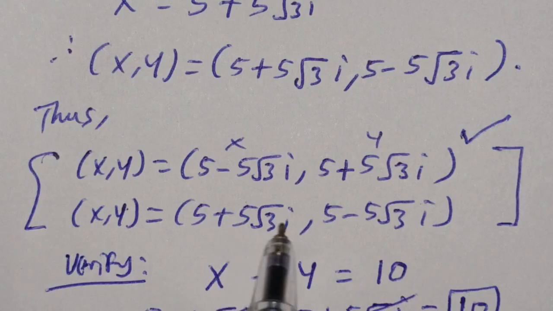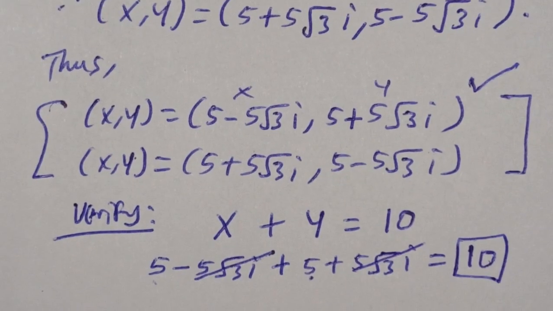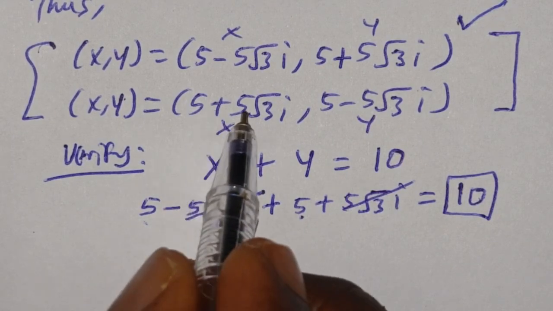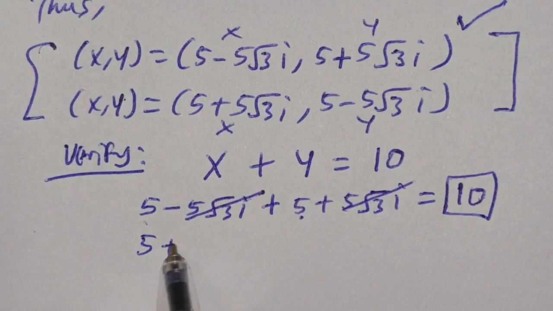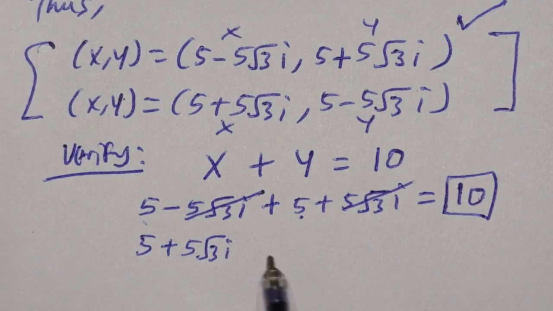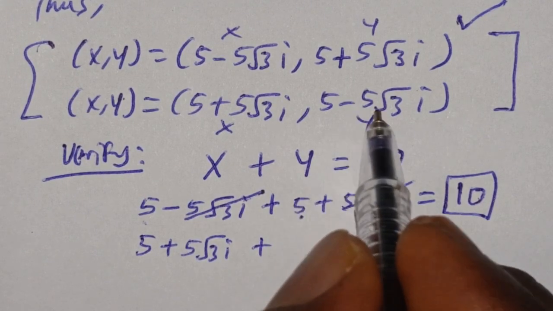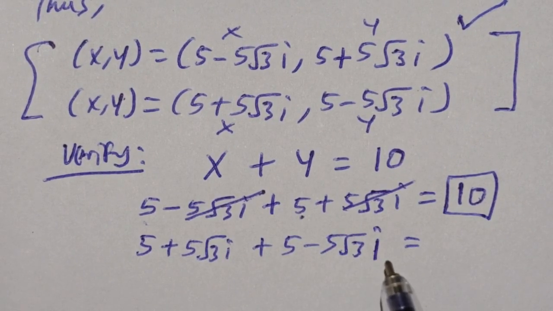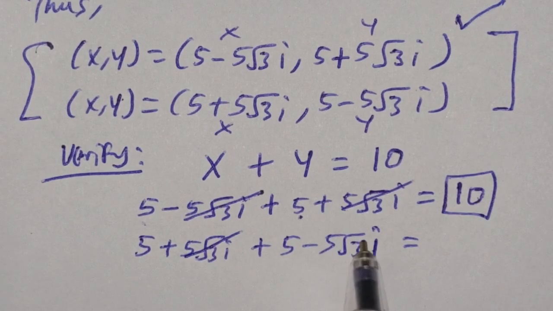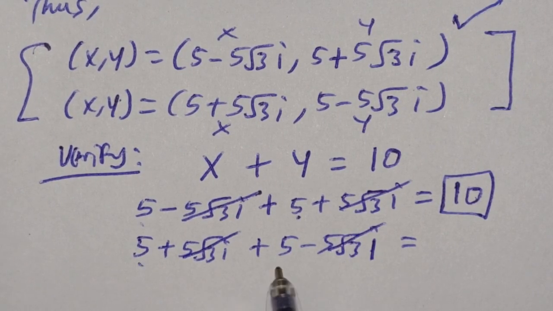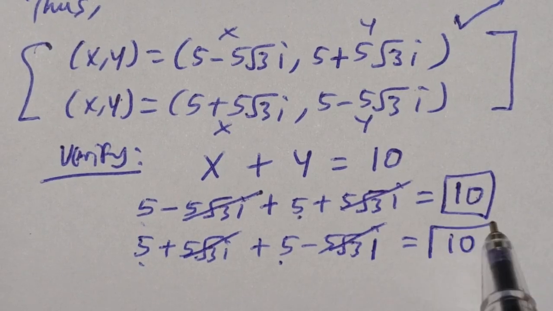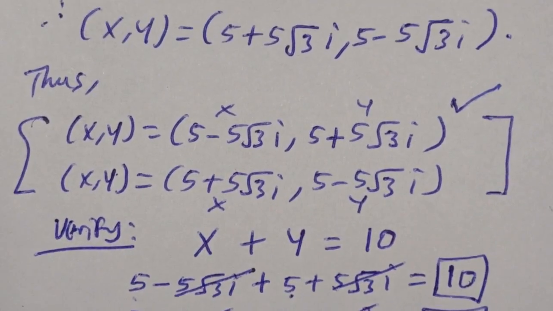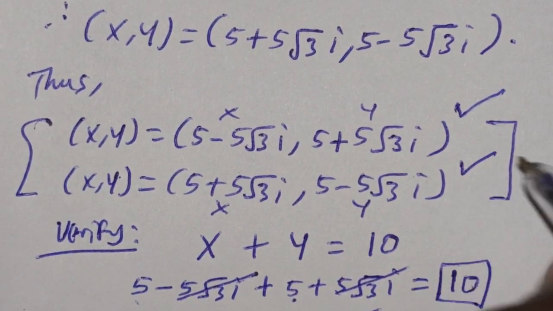Now, let's check if this answer is also correct. In place of x, we write 5 plus 5 root 3i, plus, in place of y, we write 5 minus 5 root 3i, equal to, clearly, 5 root 3i minus 5 root 3i, that is 0. 5 plus 5, we have 10. You will see that this is also equal to the right hand side of this equation. That means the second answer is also correct.